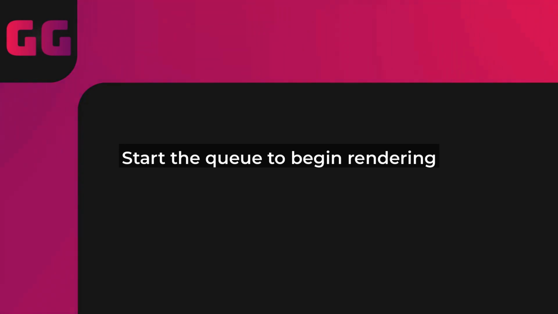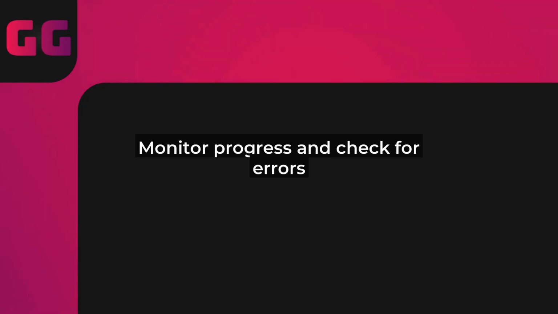Once everything looks good, hit the Start Queue button at the top. Media Encoder will begin processing your files, and you'll see a progress bar. Grab a coffee while it works. Rendering can take a few minutes depending on your file size and computer specs.